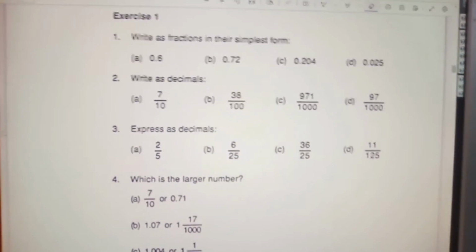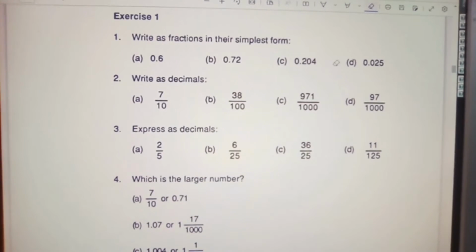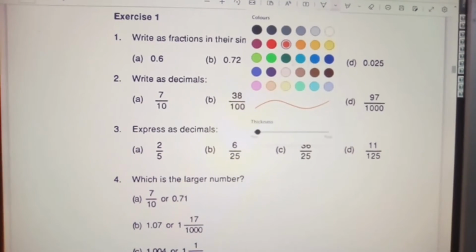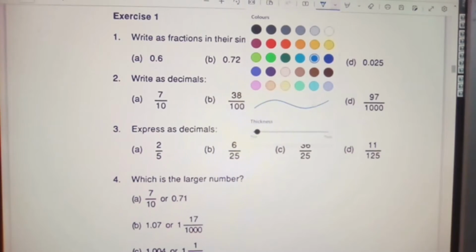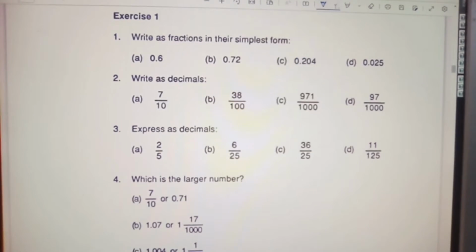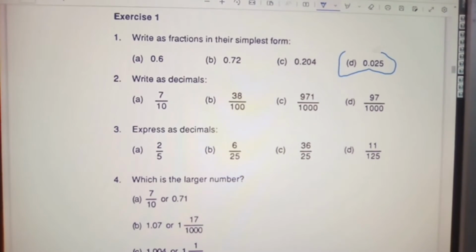Right, so what we're going to look at is this one now, okay? Let me just get my pen. I want to use the blue pen, I should say. And I'm going to do this one now. So this is the one we're going to be looking at.